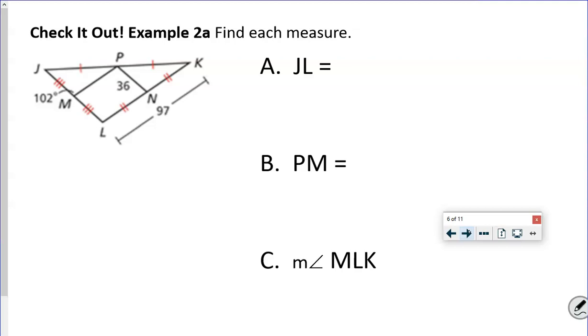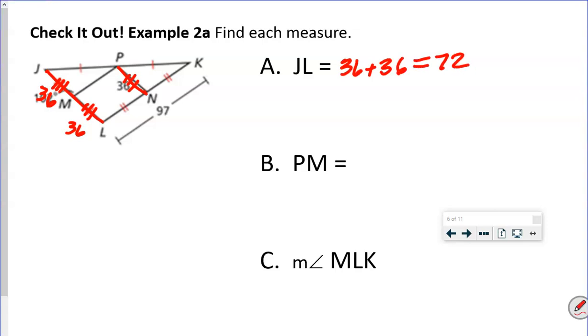Okay, so this next one says find the length of JL. Where is JL? This is JL right here. What do we know about JL? We know that these 3 lengths, this length, and this midsegment that's parallel to it are all the same. So this is 36 and this is 36. So we go 36 plus 36, and that's equal to 72.